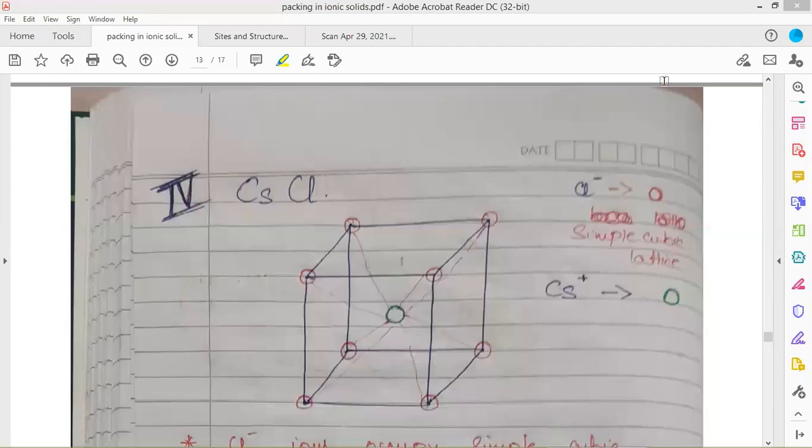So in continuation with our previous video, we were discussing the AB type of packing system in case of ionic solids. The last thing we are going to discuss out of the AB type category is the structure of cesium chloride, that is CsCl. Now, cesium belongs to the same group as sodium. In sodium chloride, we have already discussed the structure: chloride ions were occupying the FCC lattice and sodium ions were present in the octahedral sites made out of the FCC lattice.